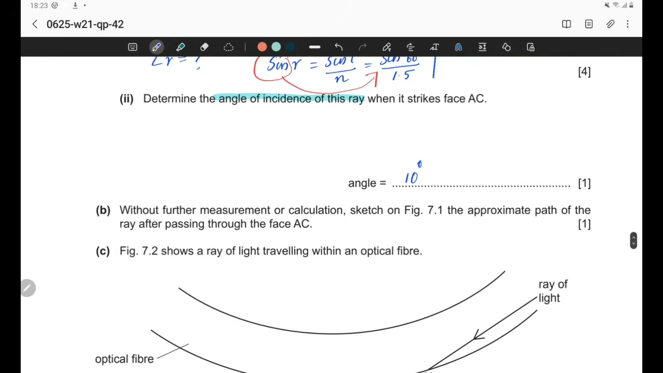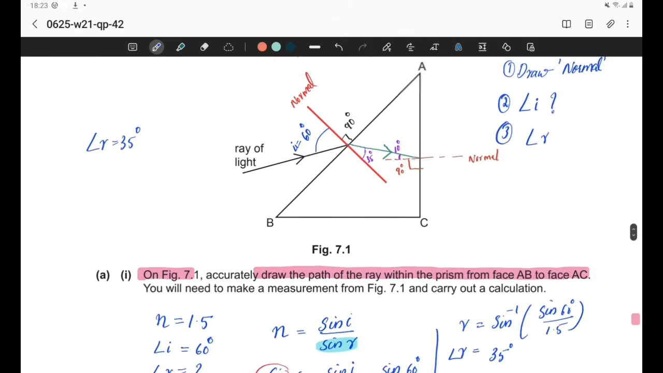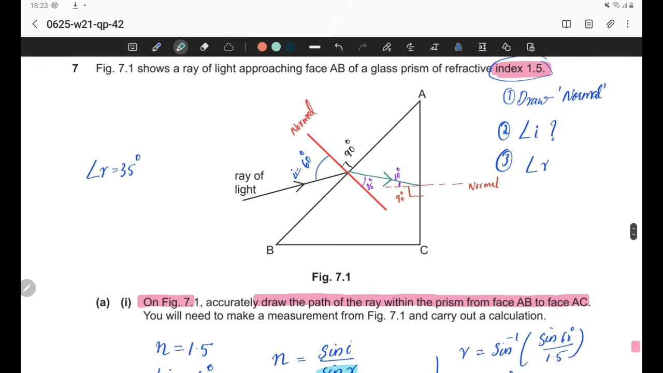Part B, without further measurement or calculation, sketch on figure 7.1 the approximate path of the ray after passing through the face AC. So again we can go back to the picture and we need to continue this ray. After passing through this surface AC, what will happen? What will be the path of the ray? We don't have to measure or calculate. We just need to draw a rough line. So here we can see the prism is a denser medium and outside it is a rarer medium.